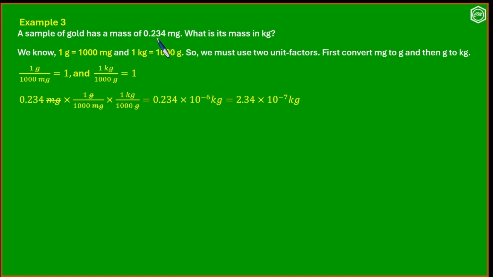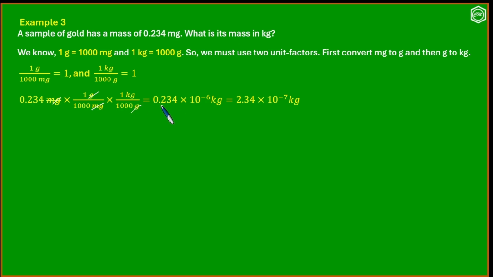So the mass is 0.234 milligram. So 0.234 milligram into the first conversion factor, unit factor, converts milligram to gram. So 1 by 1000 milligram. If you multiply it again by the second unit factor, it converts gram to kilogram. So therefore, milligram and milligram get cancelled. Then in the second multiplication, gram and gram get cancelled. And what remains is kilogram.